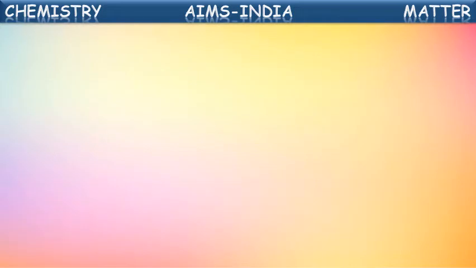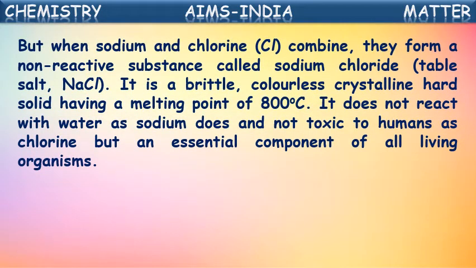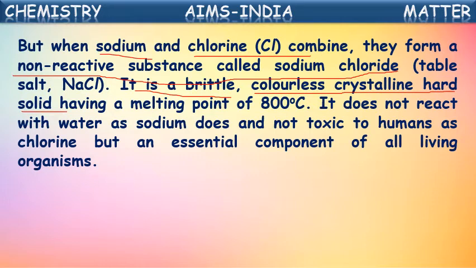Sodium has different properties, chlorine has different properties, but by combining sodium and chlorine, they form a non-reactive substance called sodium chloride. That is called table salt, which we use in our daily life. We use it in the kitchen for tasting and to cook food. That is completely different in properties from sodium and chlorine. It is brittle, colorless, crystalline, hard, solid, having a melting point of 800 degrees Celsius.